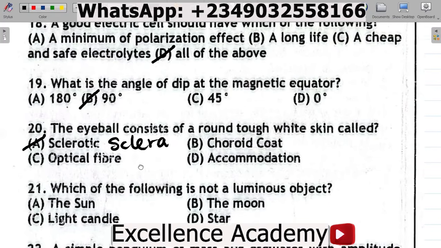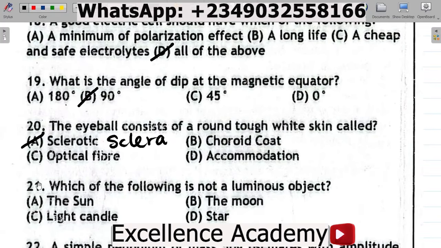Now, as usual, I'll leave question number 21 for you. All right, answer question 21. Leave the answer in the comment section. Question 21 says, which of the following is not a luminous object? A, the sun, B, the moon, C, lit candle, D, star. All right, so which of these is not a luminous object? Leave the correct option or your answer in the comment section and I'll give you a reply. I'll tell you if you're correct or not.